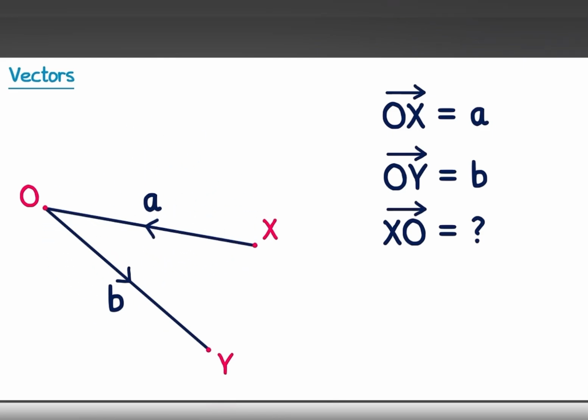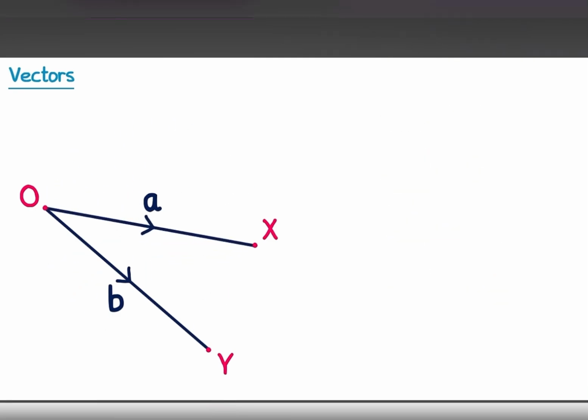In the opposite direction, the sign changes. How can we denote the opposite direction? We change the sign. Now, what about YO? It would be negative B. Alright, because a vector denotes magnitude and direction as well. So by changing sign, we can denote the direction.